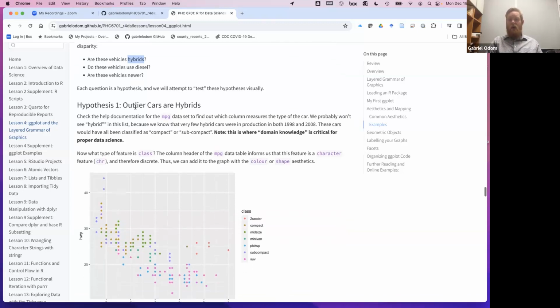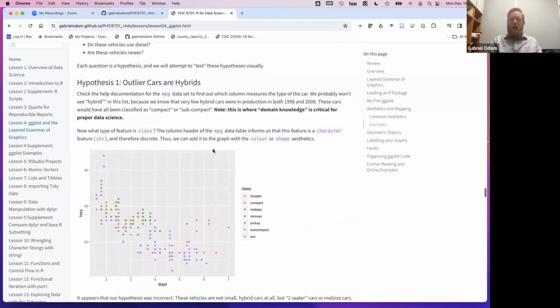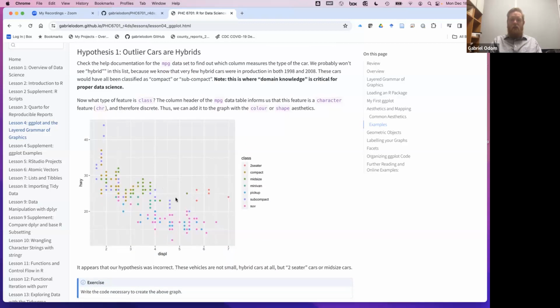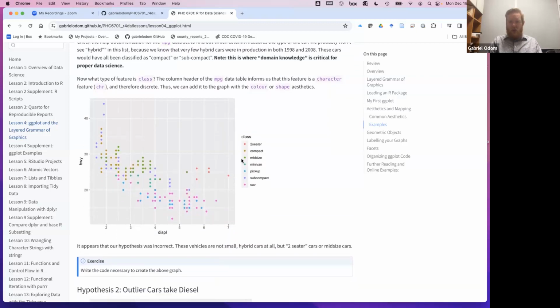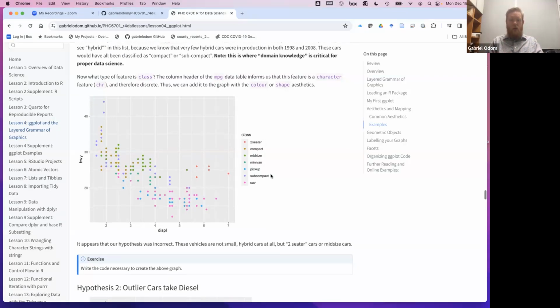So for hypothesis one, we can't even test whether or not those cars are hybrids at all. But we could get a little bit close. We could say, maybe these cars are subcompact or compact. And so we would build a figure here, and we see that most of these cars, 5 of the 6 cars in this cluster, fit in the two-seater category. Now that's interesting because there's not a lot of hybrids that I know that fit in this sort of two-seater coupe category, if you will.